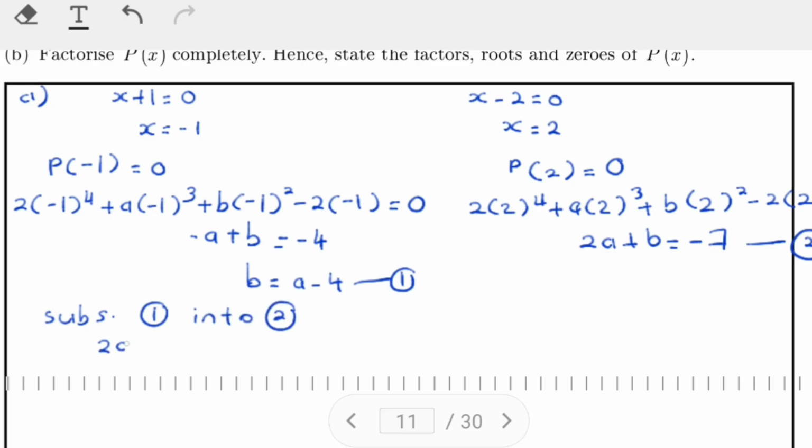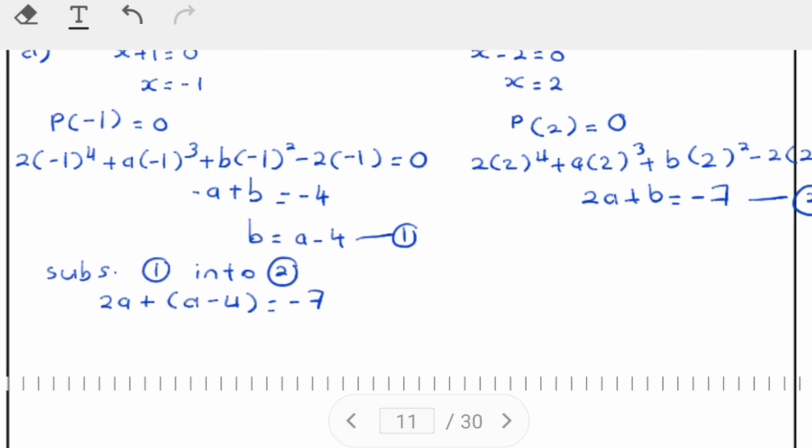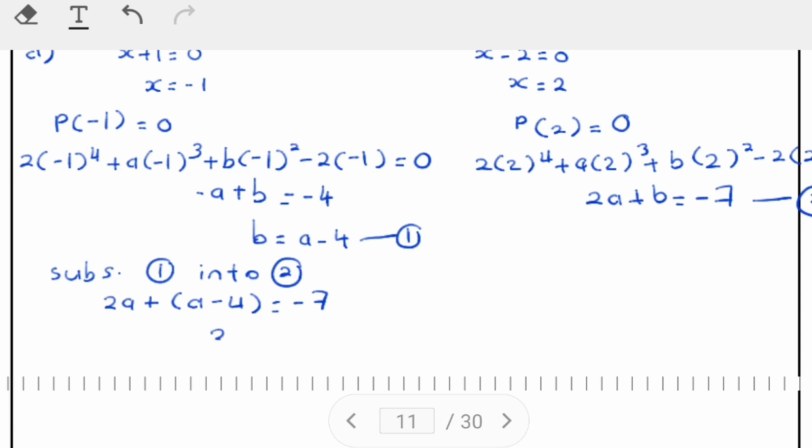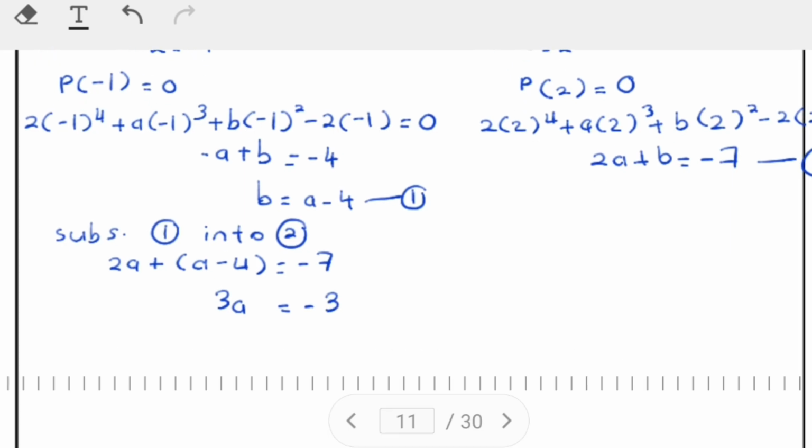So 2a plus b, which is a minus 4, equals -7. 2a plus a, we get 3a. -4 transfer to the other side, so we have -7 plus 4, we get -3. So a equals -1.